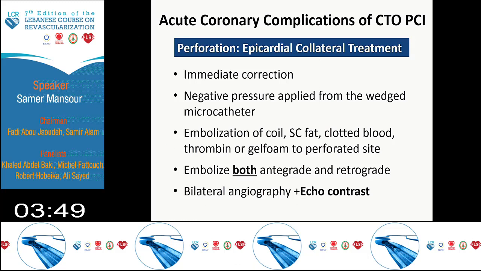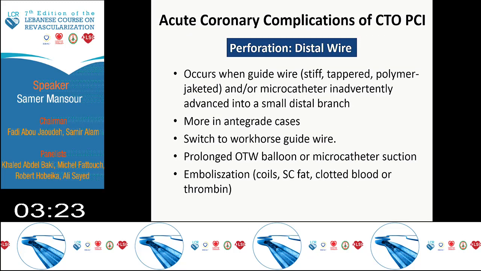It requires immediate correction. For the epicardial collateral, use negative pressure at the wedge tip of your microcatheter, and you can coil it. You can put gel foam or fat there to coil it, and you need to coil it from both sides. You need to coil it from the antegrade and from the retrograde approach, get a final bilateral angiography, and use echo contrast to be sure that there is no contrast still leaking to the pericardial space. Otherwise, the patient may get into tamponade again.